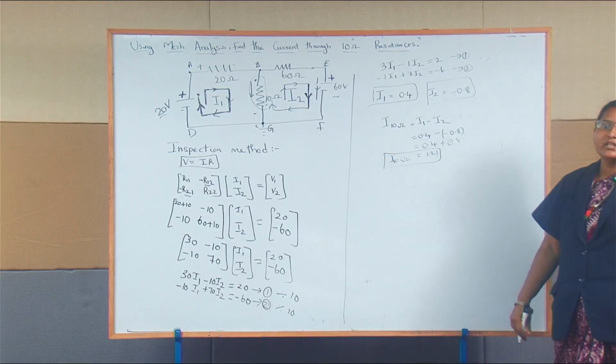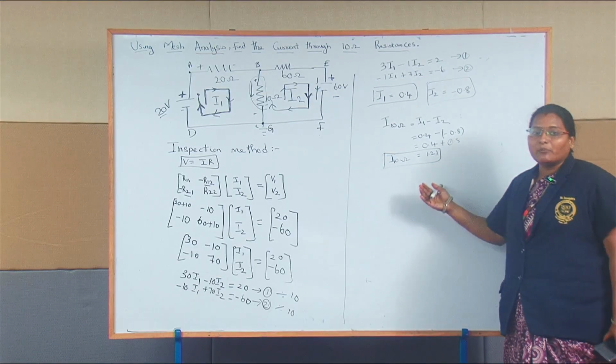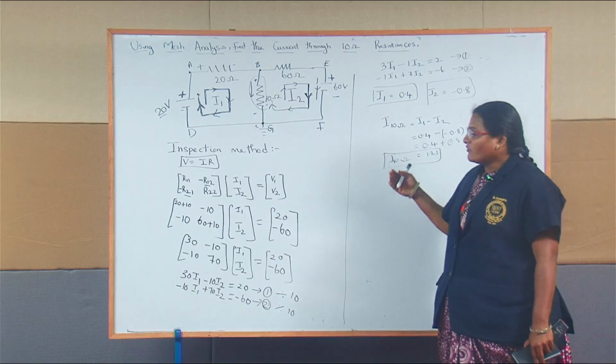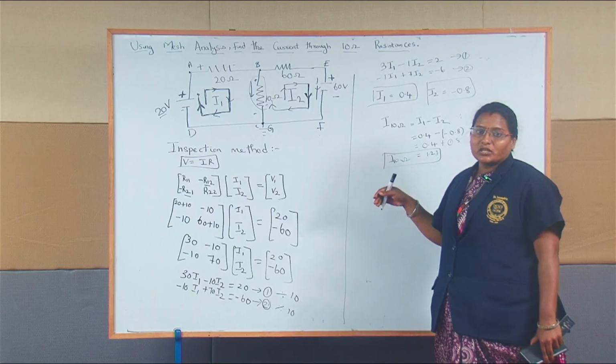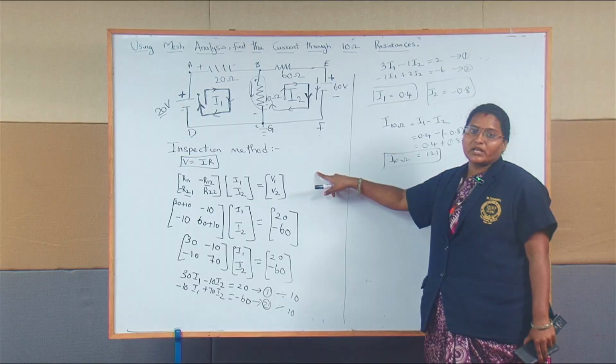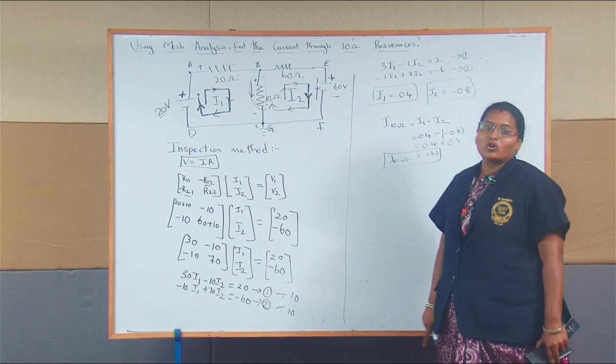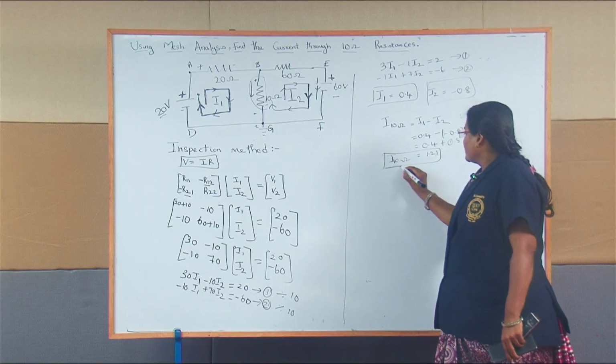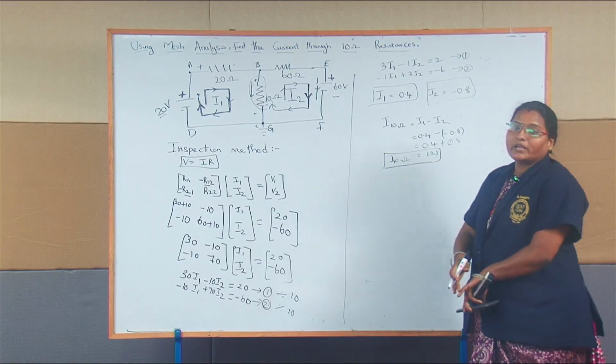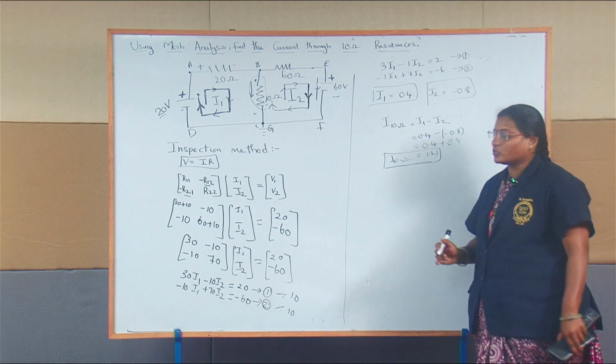So you can go with any method. Suppose you are applying KVL and you are confused with positive and negative direction, you can use the inspection method and cross check whether you got the correct answer or not. The same problem you can solve with Cramer's rule also.